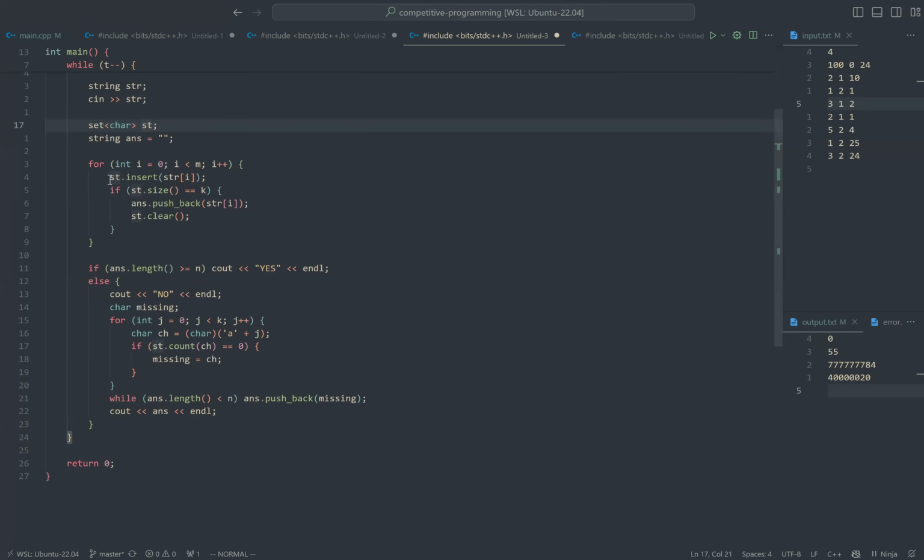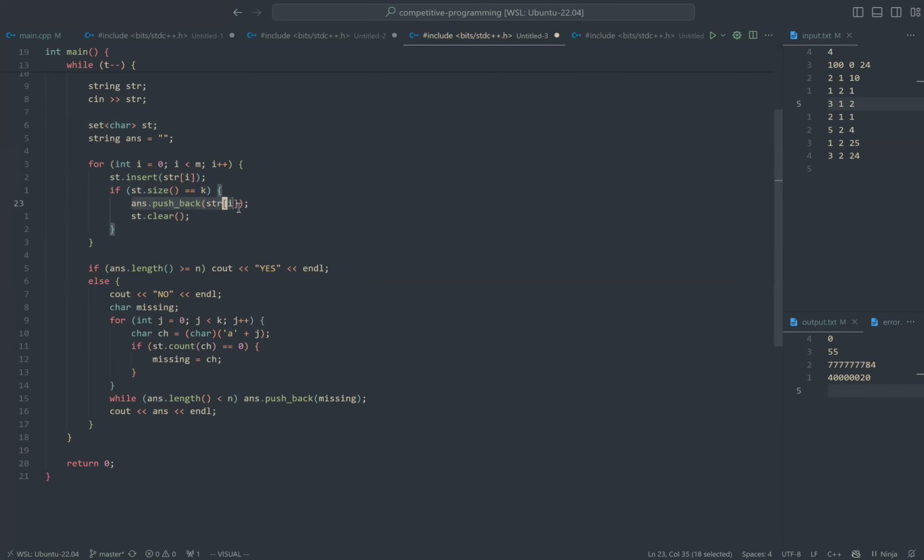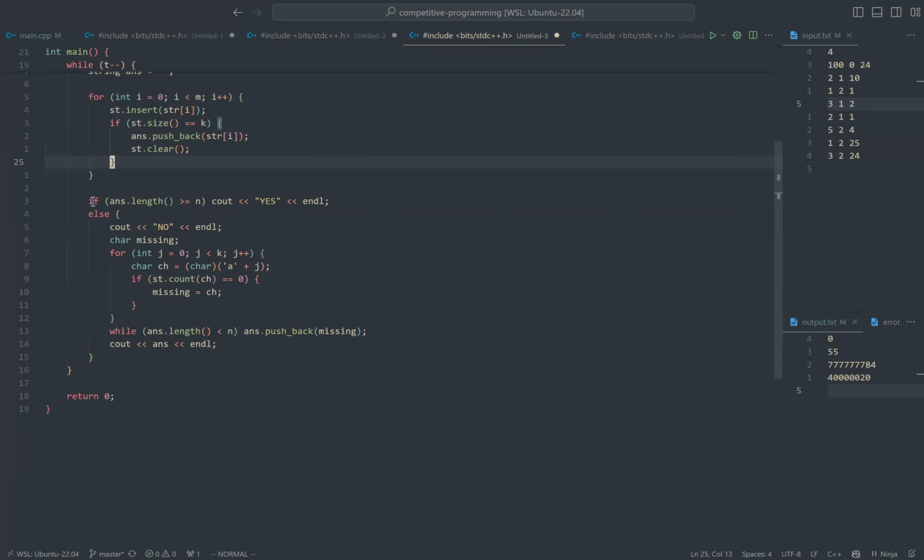For every character, I just push it inside the set. In case the set size reaches k, then I push this character into the answer string and clear the set. After that, if the answer dot length is greater than or equal to n, it means that you have got more than or equal to n number of blocks, then the answer would be just yes. Otherwise, you print no and find a character which is missing inside the set.